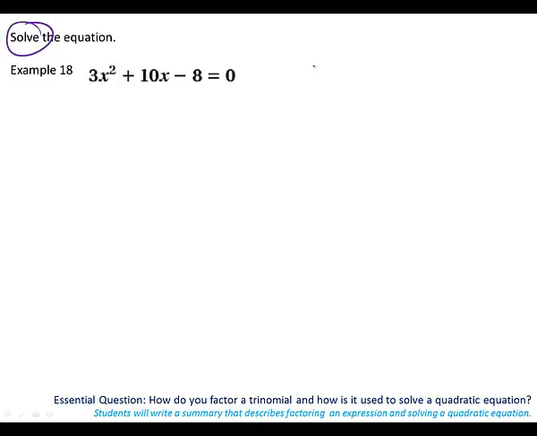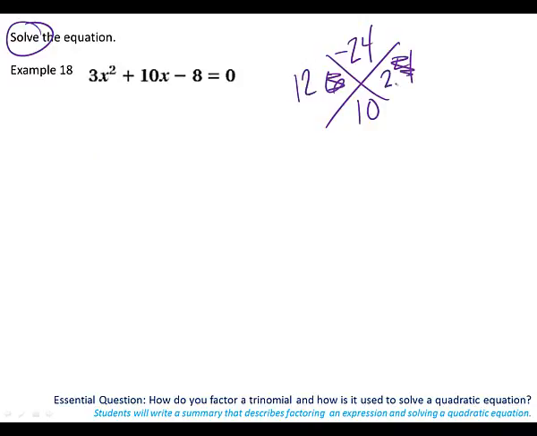So, trinomial, what am I going to do first? Magic X. So what's going to go on the top? Two numbers that multiply to negative 24 and add to 10. What are we getting? 6 and 4, which one has to be negative? Oh, wait. Can I use 6 and 4? No, I can't. What else do I have? 12 and 2, which one would have to be negative? Does that one work? Okay.